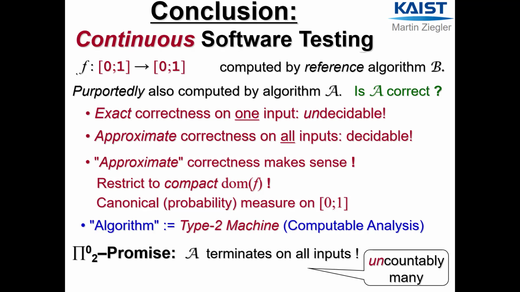Algorithm now means this type 2 machine from computable analysis. And we also came up with an additional promise that the algorithm is extensional or not. That makes a difference whether we sample real numbers or whether we sample signed digit expansions.